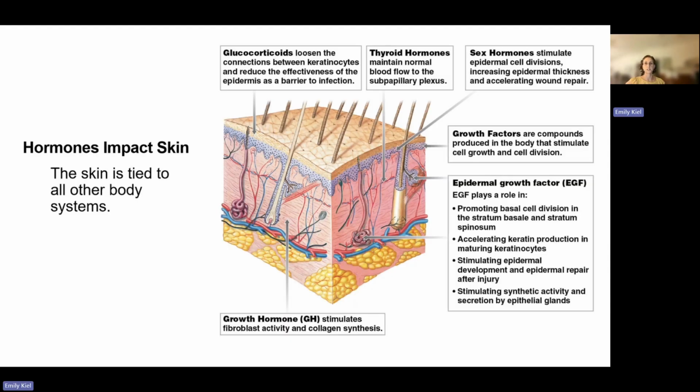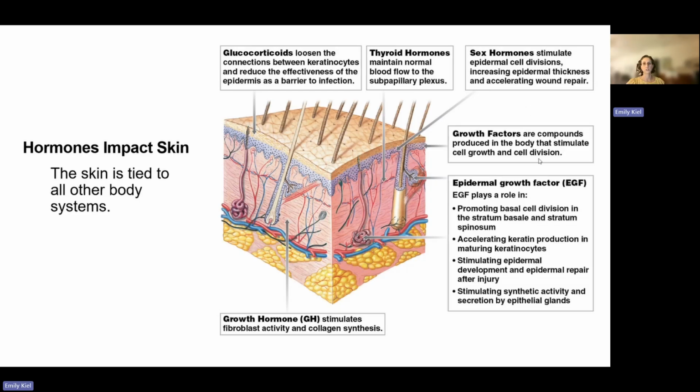Hormones impact the skin. So the skin is tied to all other body systems. Growth hormone stimulates fibroblasts and collagen synthesis. Glucocorticoids, that's steroids, are going to loosen the connections between your keratinocytes and reduce the effectiveness of the epidermis as a barrier to infection. Thyroid hormone is going to maintain normal blood flow to the subpapillary plexus. Sex hormones will stimulate cell division. They'll increase epidermal thickness and accelerate wound repair.